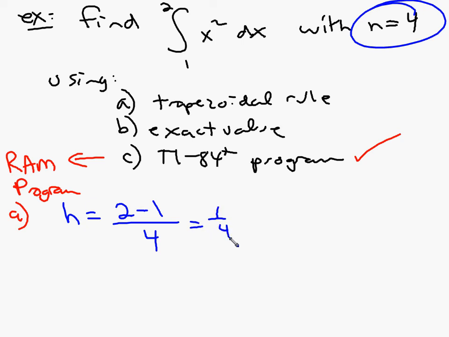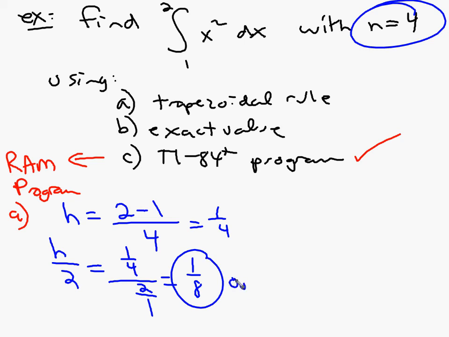Now, if you remember the formula, it said h over 2. So that is the same thing as 1/4 divided by 2 over 1. Right? So if you multiply by the reciprocal, that's 1/8. And that 1/8 is the thing that goes on the outside. So now we can get to our actual formula. The 1/8 is going to be on the outside.